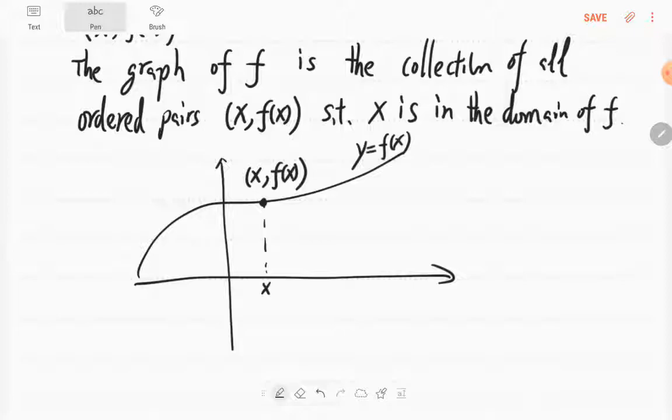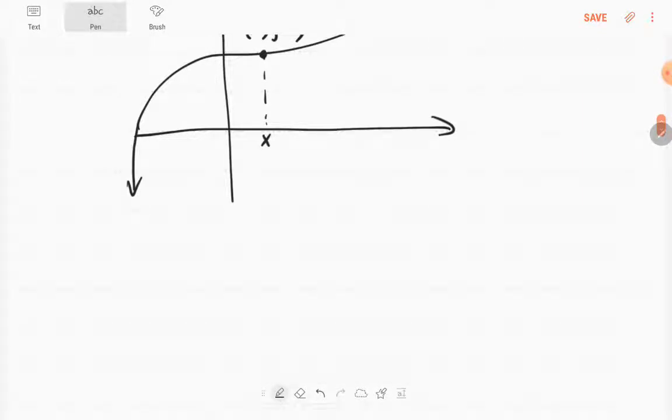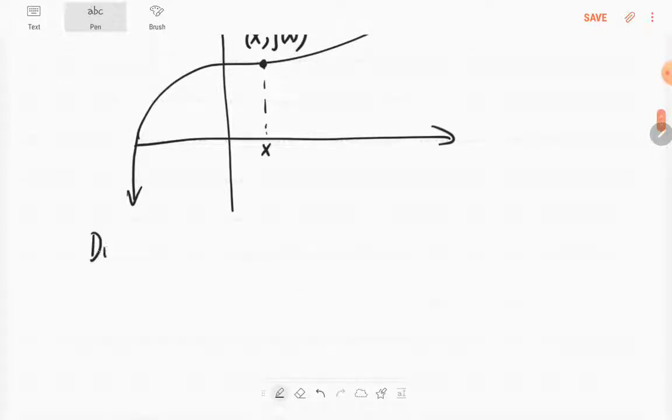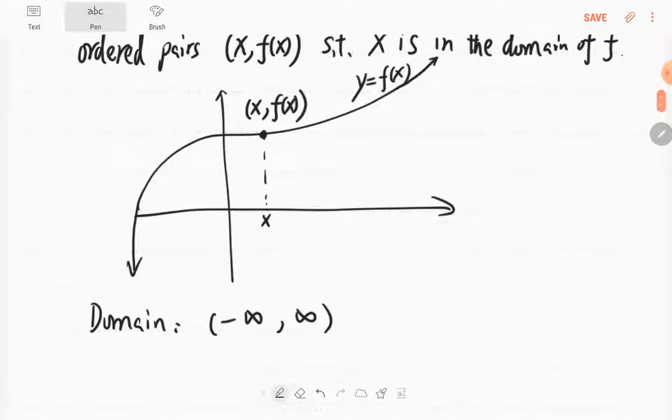From the graph, we can figure out the domain and the range, right? You can see this is the graph, you can go up forever and go down forever. So this graph has the domain from negative infinity to infinity. That is all the x values, because you can go forever, so all the x values you can plug in.